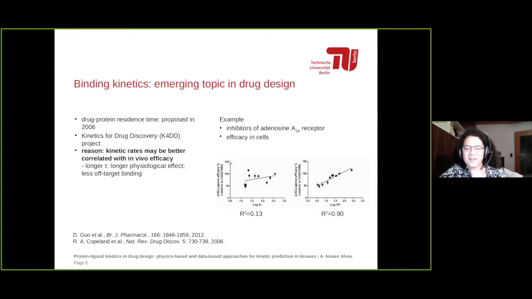So here, in the y-axis, we have the efficacy of the drug tested inside cells, and here also the efficacy.